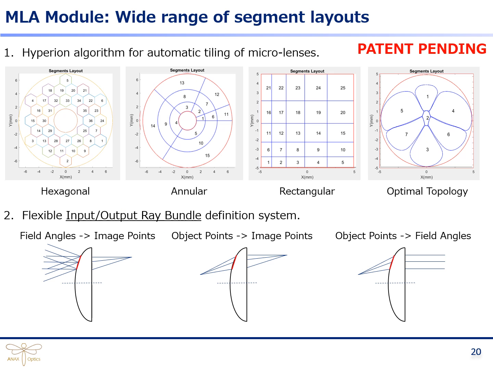Recognizing the need for flexibility in designing layouts of optical segments, the Hyperion microlens array and micromirror array module provides the user with a variety of segment layouts from hexagonal to annular and rectangular, as well as the ability to freely allocate surface area for the various segments comprising those lens arrays.